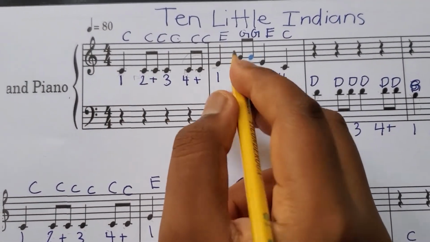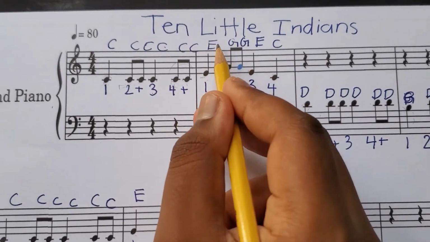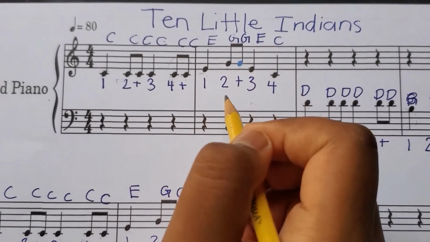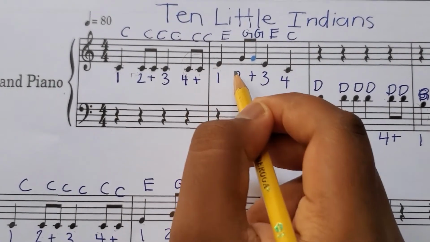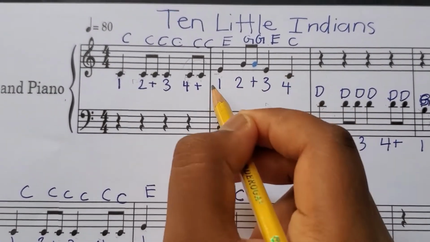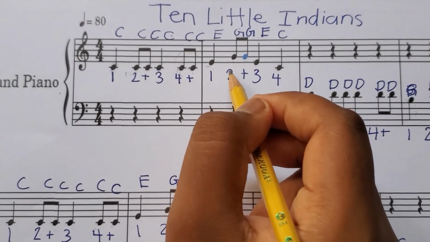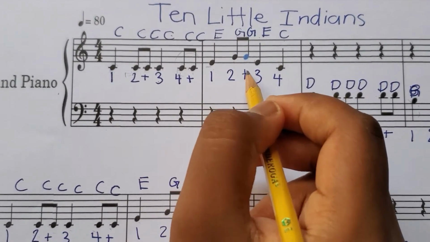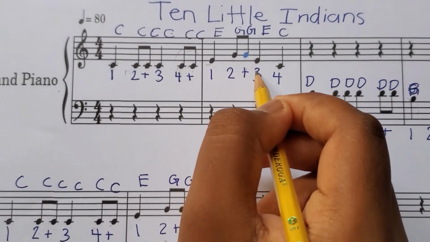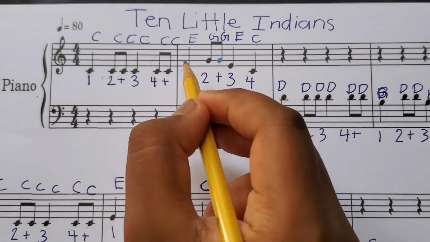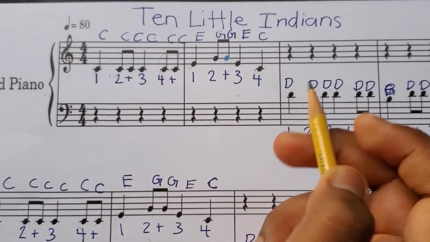For the next measure, we have E, G, G, E, C. So the rhythm will be 1, 2, and 3, 4. Chord note 1, then the upbeat and downbeat on these eighth notes. 2, upbeat is the "and". 3 is the other chord note, and 4 is the C. So it will be played like ta, ta, ta, ta, ta.